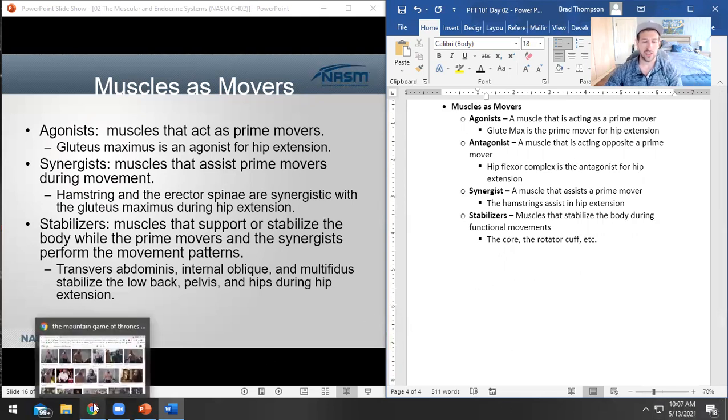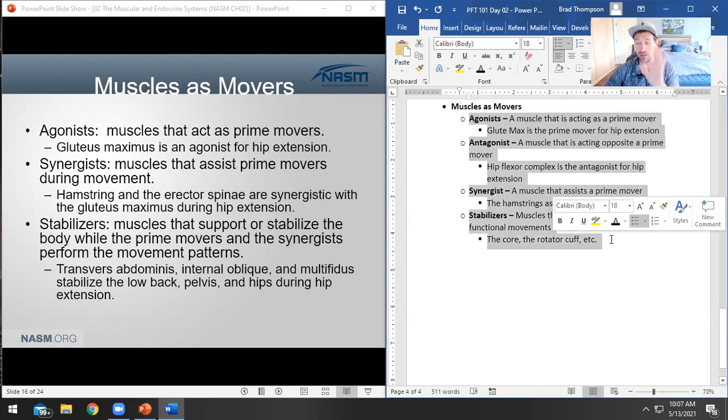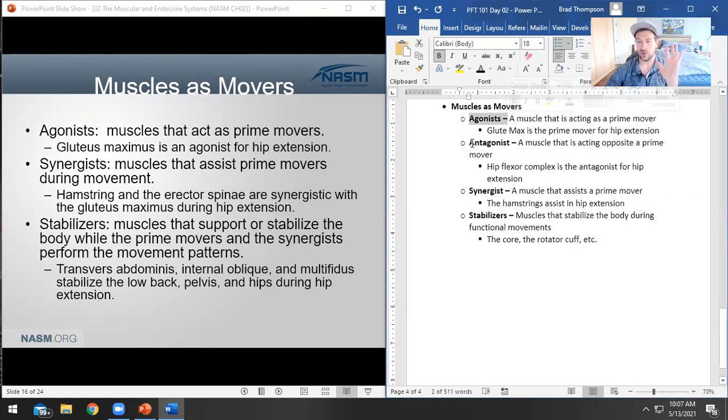So we're going to label our muscles based on our perspective of what it is we're talking about. If I'm talking about doing a bicep curl, then whatever muscle is mostly in charge of doing that bicep curl is what we refer to as an agonist. An agonist is a muscle that is acting as a prime mover. Now, I want to say this right up at the top: any muscle in your body can be an agonist, an antagonist, a synergist, or a stabilizer. It depends on the movement that you are describing, okay?